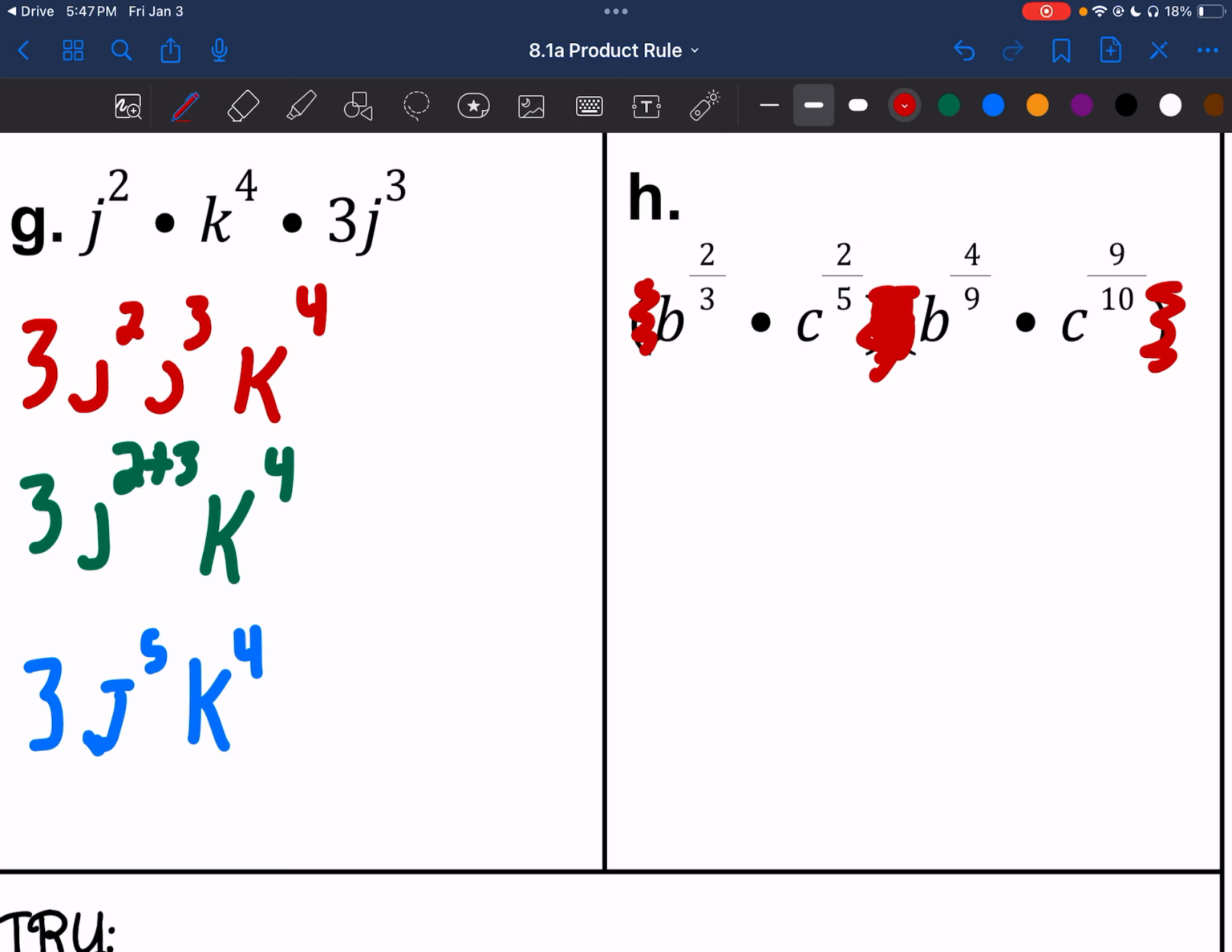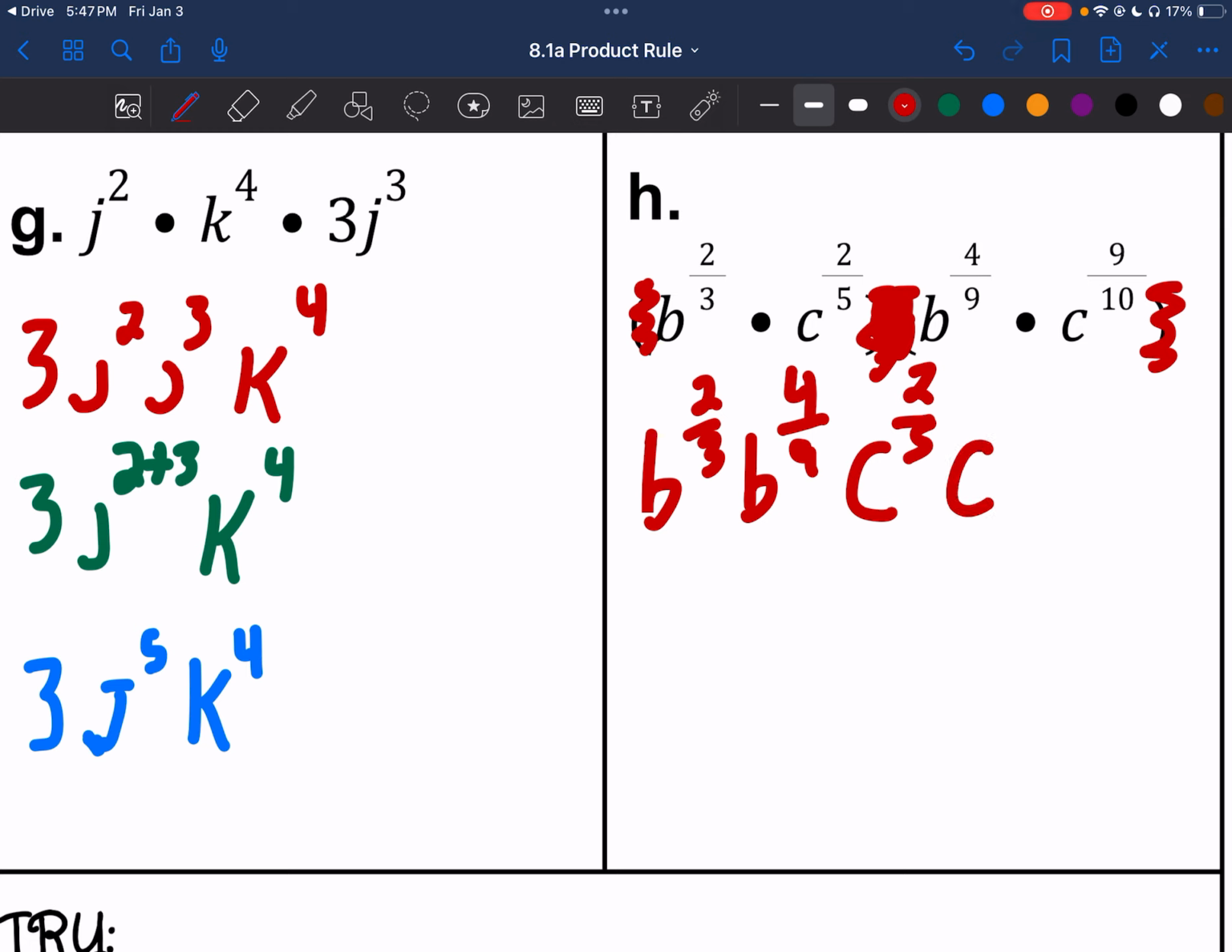So let's just start with grouping everything together. So we have b to the 2/3, b to the 4/9. We have c to the 2/5, c to the 9/10. Okay, normally we just add these together. But in order for us to add a fraction, we need to have the same denominator. So we're going to have to convert. So 2/3 and 4/9.